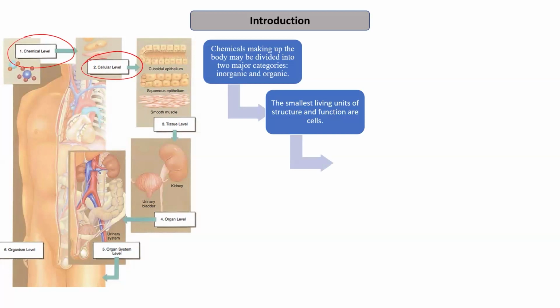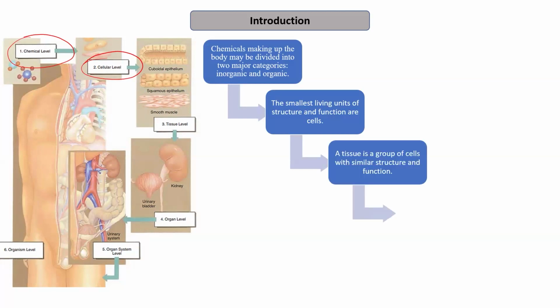These cells then acquire a similar structure or function. So a group of cells that acquire a similar structure or function forms a tissue. So the third level is the tissue level. For example, in this figure, we can see it may form an epithelial lining like cuboidal epithelium, or it may form some muscles like smooth muscles.